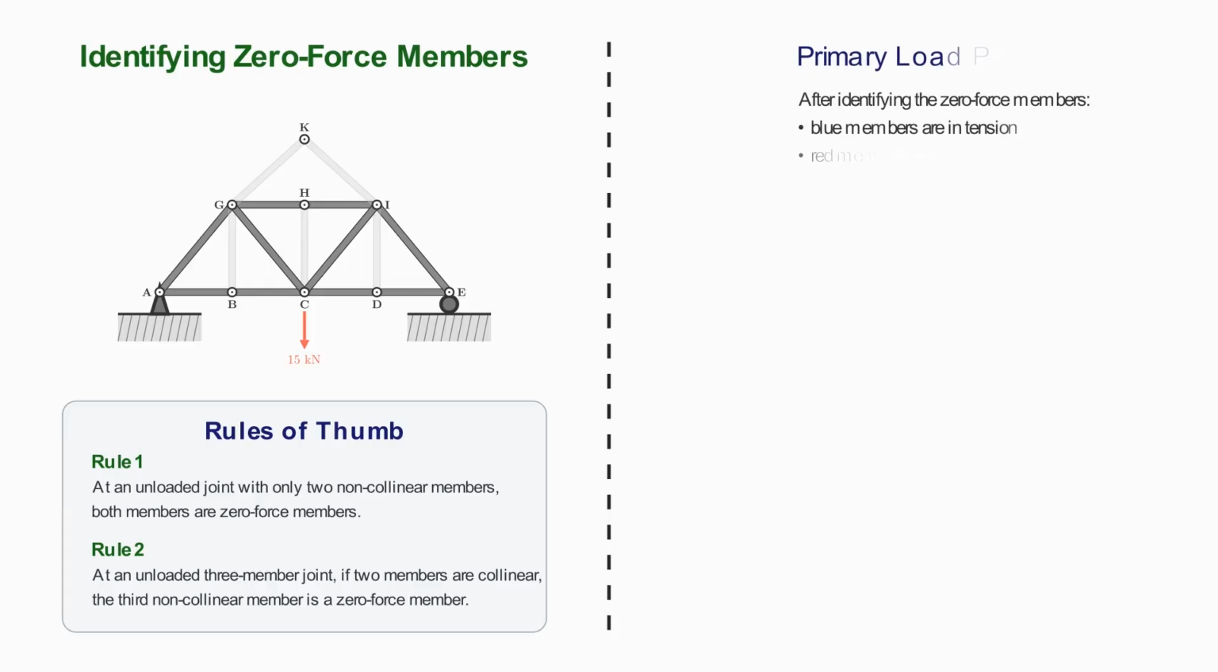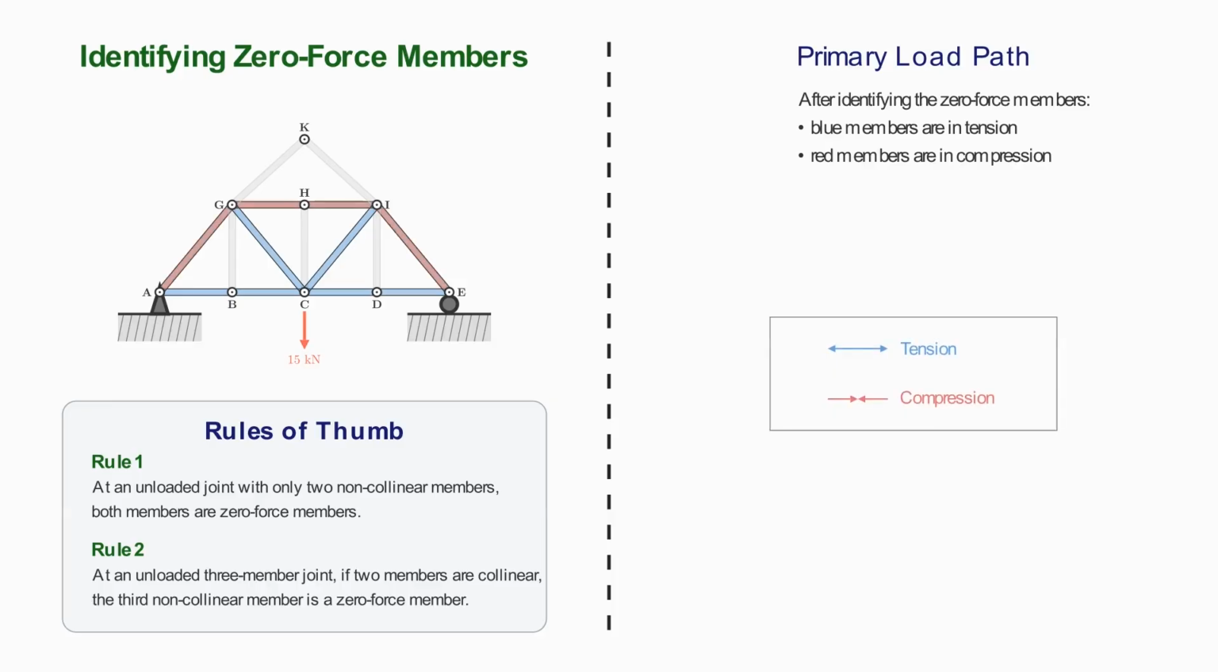Now consider what remains after these members are removed from the force analysis. The 15 kN load is applied at joint C, and it's transferred through the active members and eventually into the supports. The bottom chord forms part of the tensile load path. These members are being pulled, so they're in tension. The two internal diagonal members connected to joint C are also in tension. The inclined outer members, however, are being pushed and therefore act in compression.